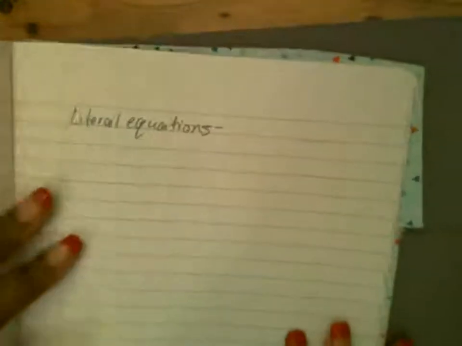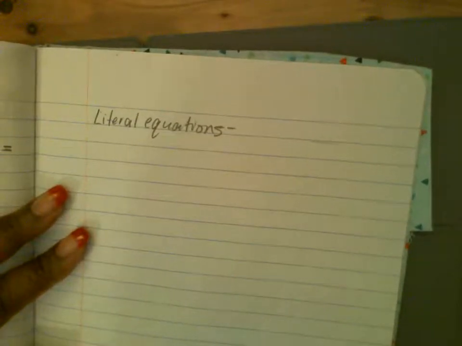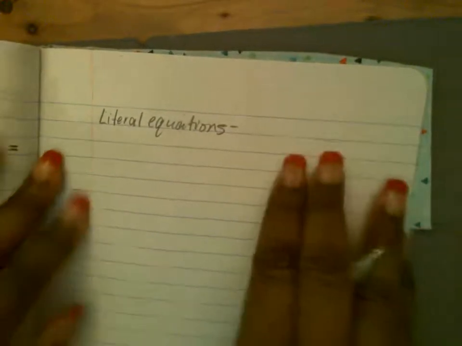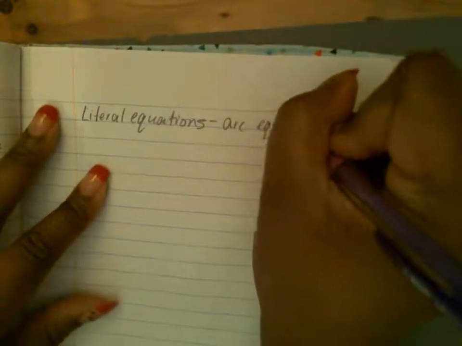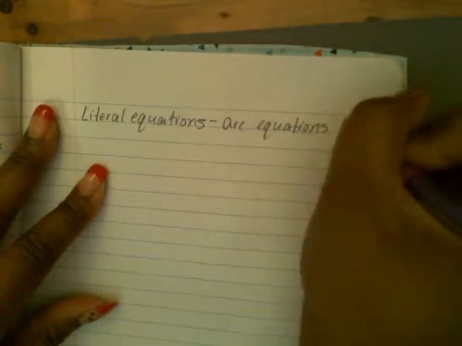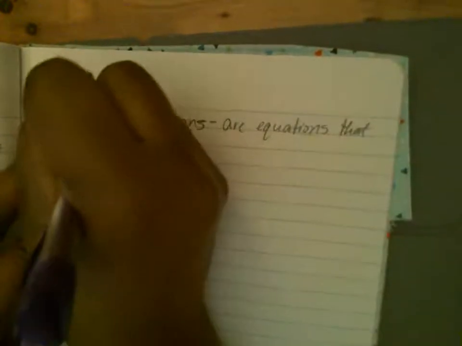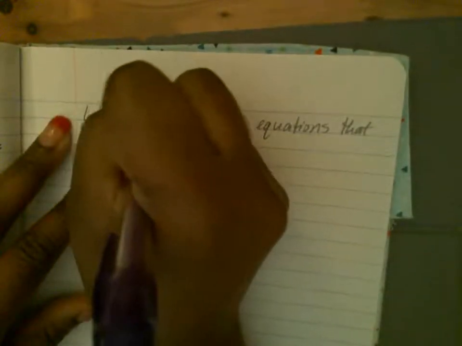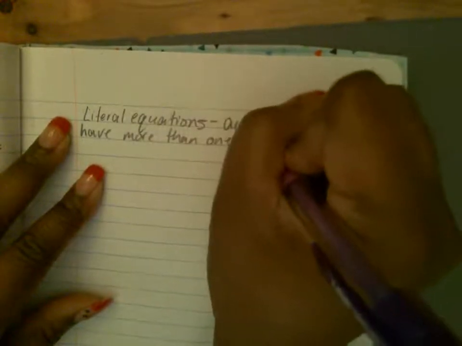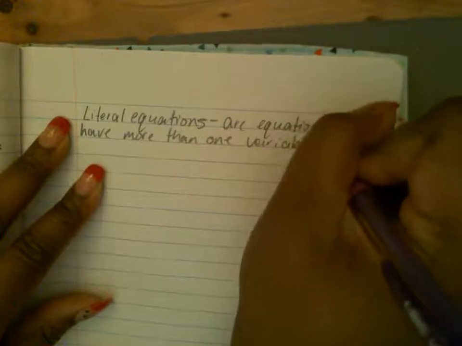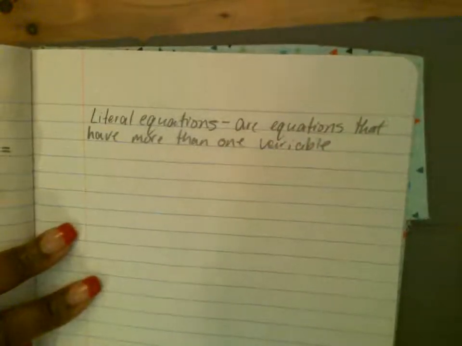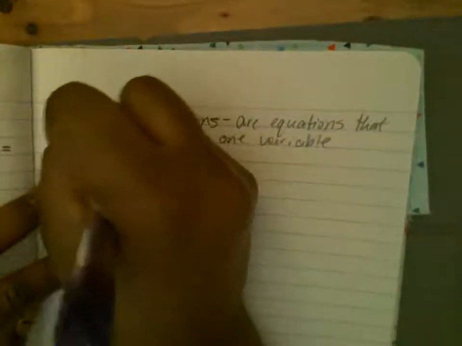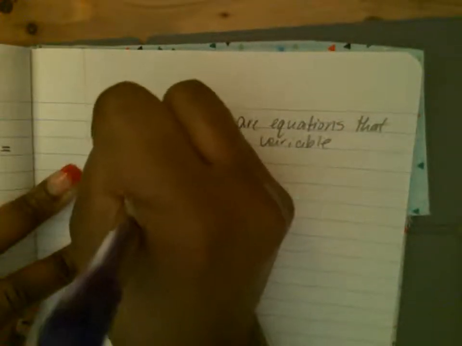All right, so now we're going to do literal equations. Literal equations are equations that have more than one variable. Okay? These are equations that have more than one variable in it. More than one variable. What do they look like? Examples of what they look like.